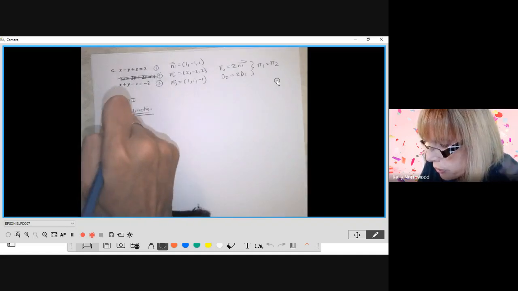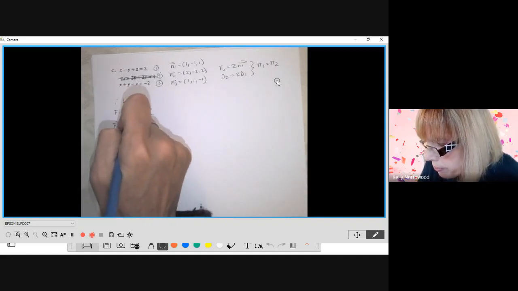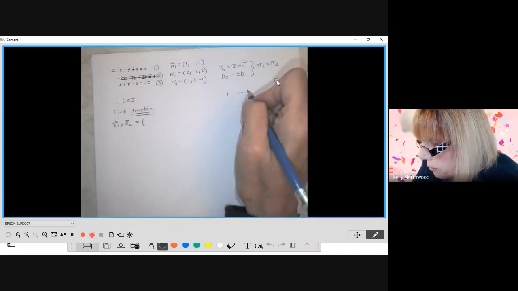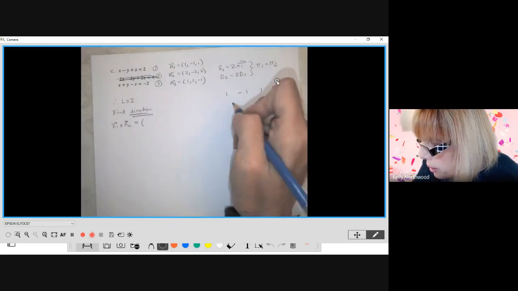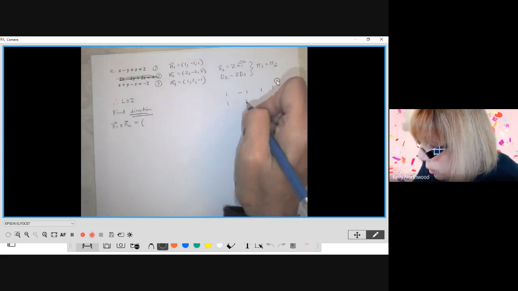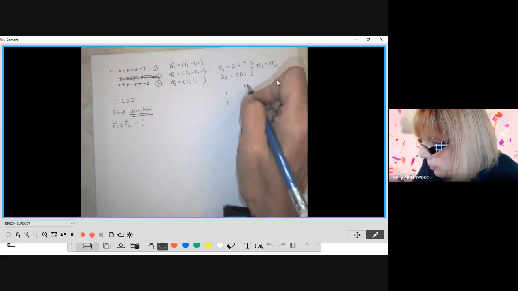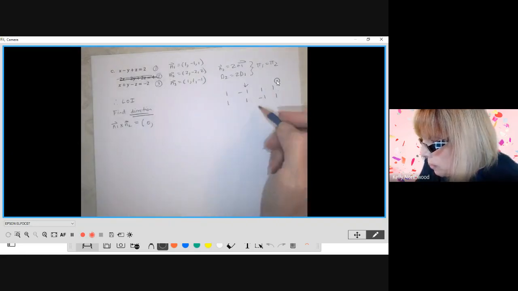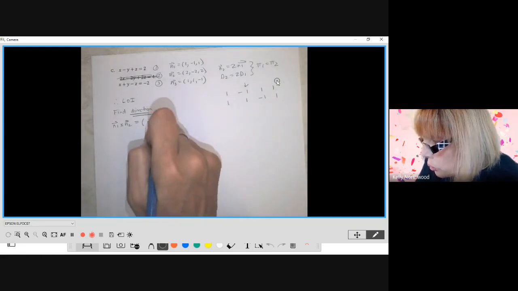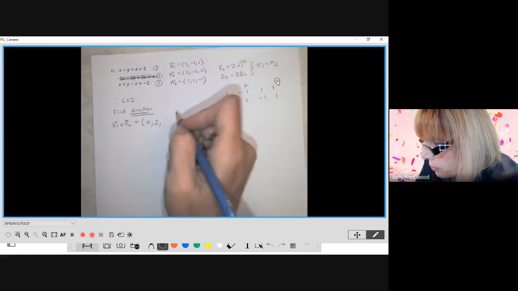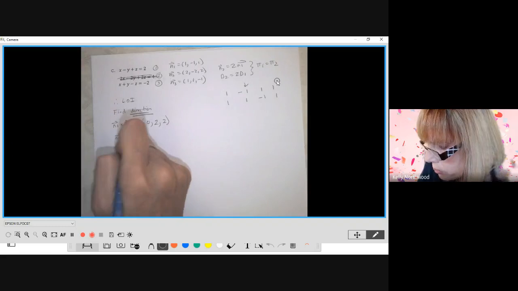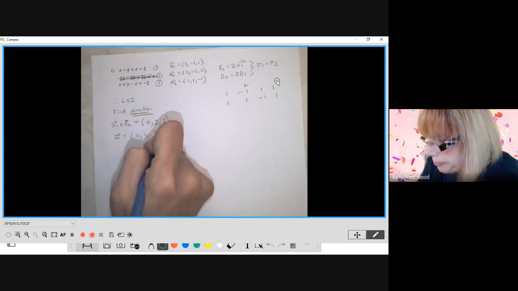So we need to find the cross product of the normals. So 1, -1, 1, repeat the 1. 1, 1, -1, repeat the 1. 1 minus 1 is 0. 1 minus -1 is 2. 1 minus -1 is 2 again. So I think I'll take my direction to be 0, 1, 1.